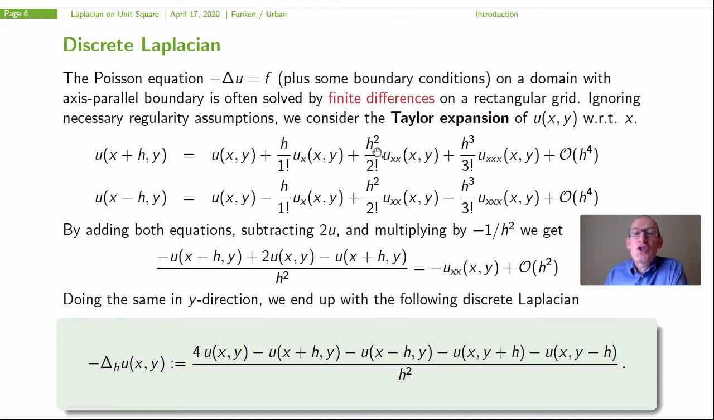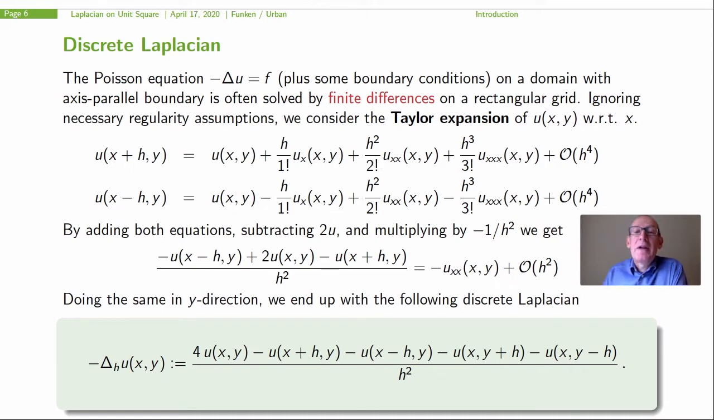Then we have h squared half plus h squared half will give h squared times the second partial derivative. This third term will vanish, and then we have an error term of order h to the power 4. So this 2 times the function u we bring to the left hand side. We divide by h squared and multiply everything with a minus sign.